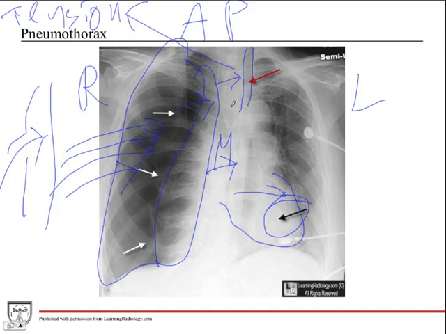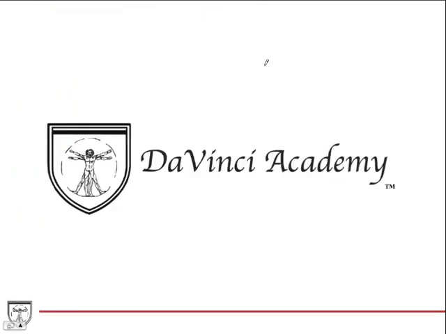So we're showing this just so you can get a good look at it, practice reading chest x-rays, and see a very important pathology on x-ray. And that concludes our discussion of pneumothoraxes, and it concludes our discussion of the pleura.